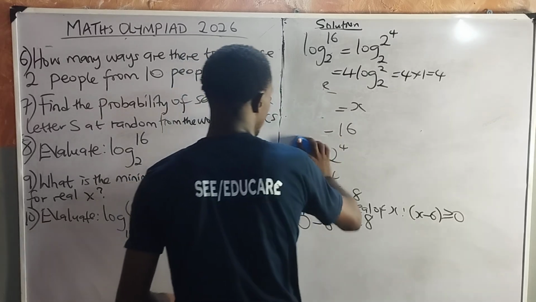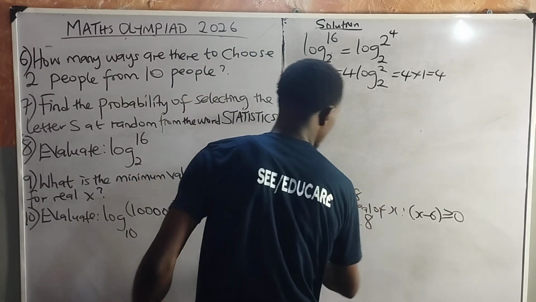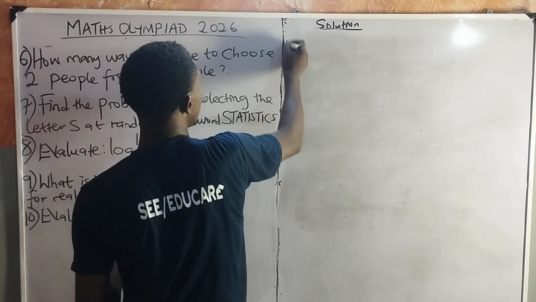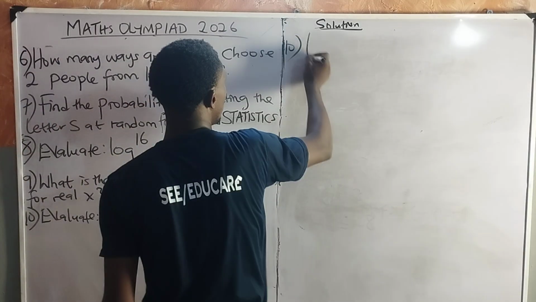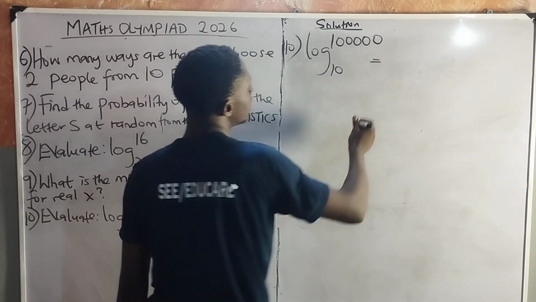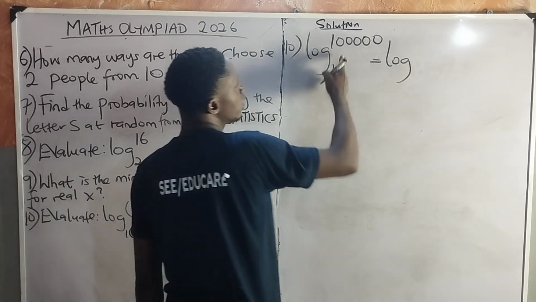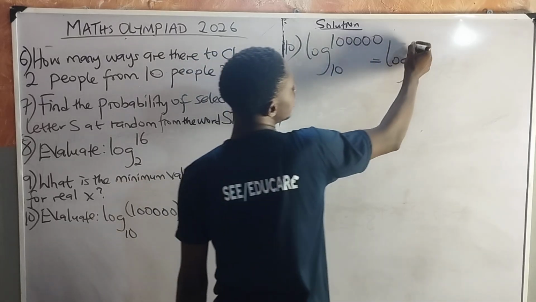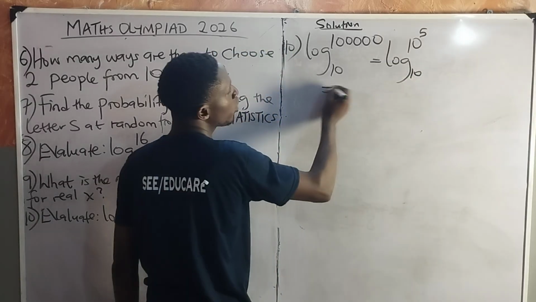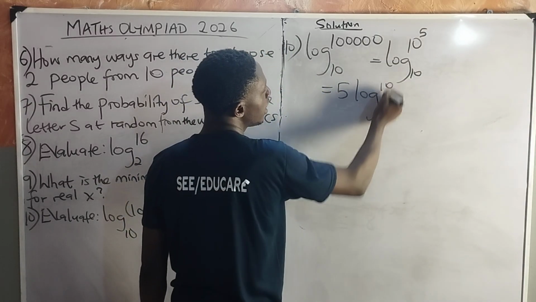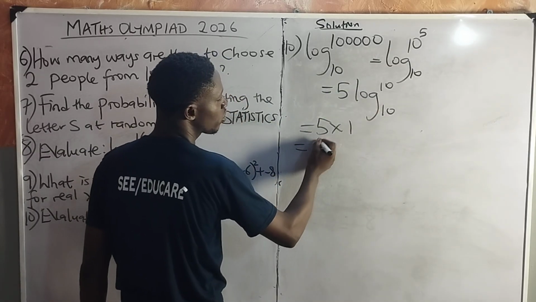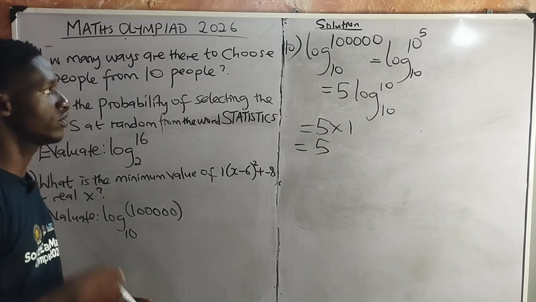Number 10. We have number 10 here. Evaluate log 100,000 in base 10. This is 10 raised to the power of 5 in base 10, which is equal to 5 log 10 in base 10, which is equal to 5 times any number to its base, which is 1. So 5 times 1 is 5. And that is all. See you in the next video.